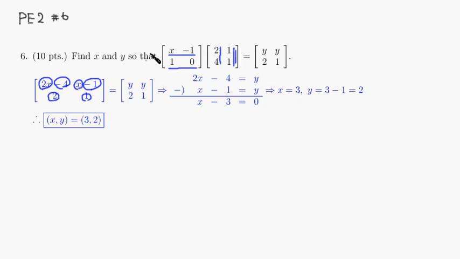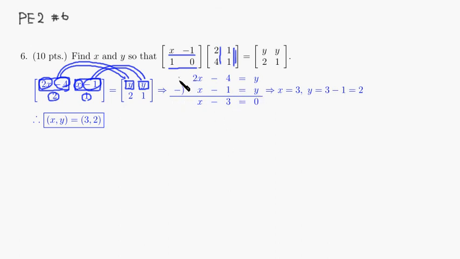And this matrix has to be equal to the matrix with y and 1. So from there we can get equations. We match the first row, first column element with the first row, first column element of the right-hand side. So 2x minus 4 has to be equal to 4. And here x minus 1, sorry about the mess, has to match with y. So these two must be the same, giving x minus 1 equals y.